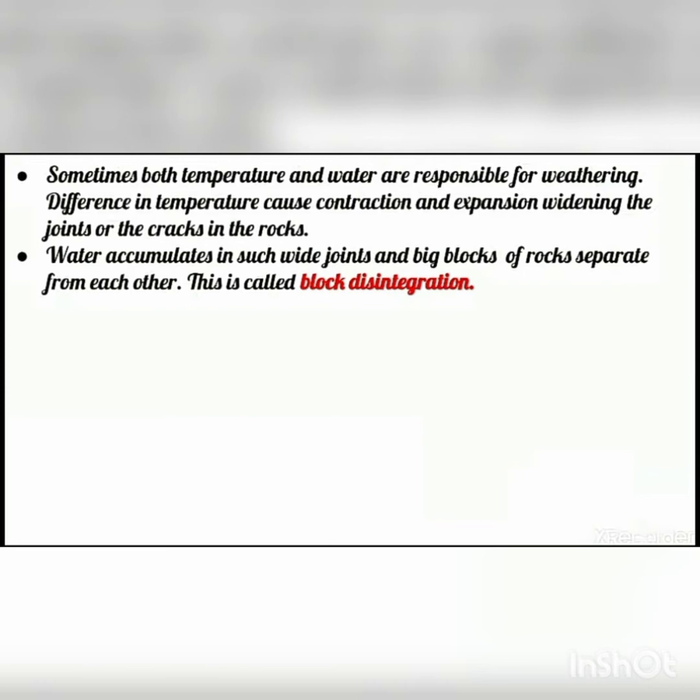So see, when the temperature is very high, the rocks expand, and when the temperature falls, they contract. When this process goes on, joints are created in the rocks, and water is collected in these wide cracks and accumulates, and big blocks of rocks separate from each other. When these big blocks separate from each other, that process is called block disintegration.